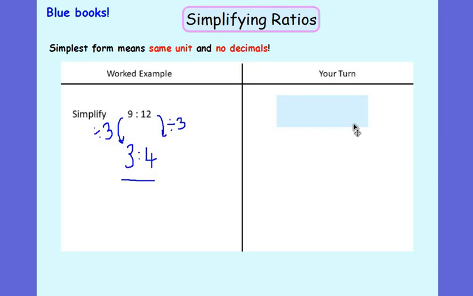Over to you, Year 8. Can you pause the video for a minute or two and have a go at this example in your dark blue books now? Okay, Joseph, what number goes into both 9 and 15? 3. Lovely. So I can divide both sides by 3.